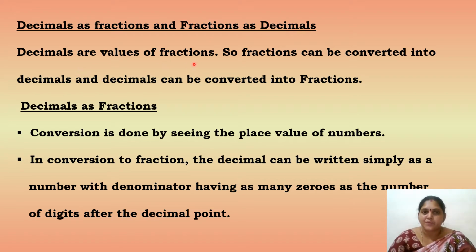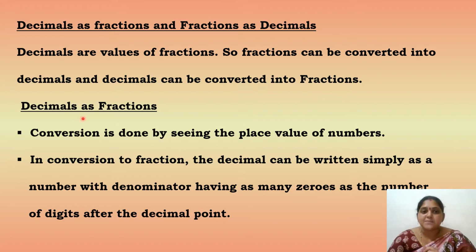Decimals are values of fractions. So, fractions can be converted into decimals and decimals can be converted into fractions. Decimals are the values of fractions. Yes or no? 1 by 2. What is the value of 1 by 2? It means half. What is the value of half? It is 0.5. So, decimals are the values of fractions. That's why we can convert decimals into fractions and fractions into decimals.